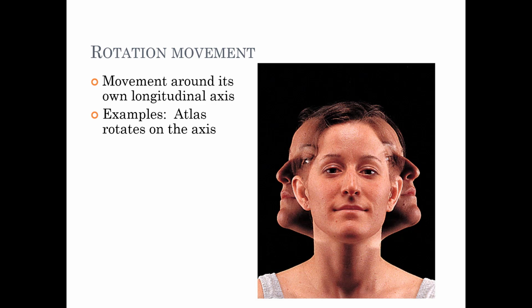We also have a rotational movement. A rotational movement is where the bone moves around, or at least a body part moves around its own longitudinal axis. Okay, so when we have the atlas articulating with the axis, this results in the rotational movement of the head.